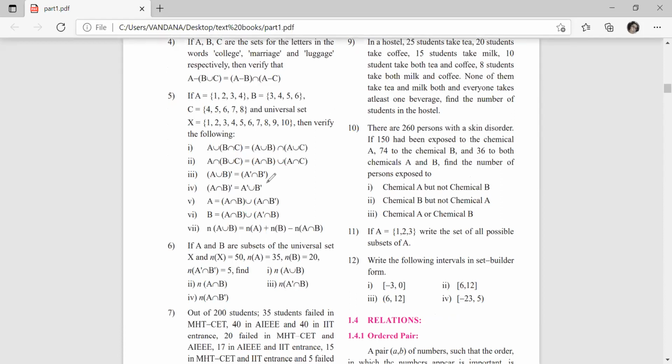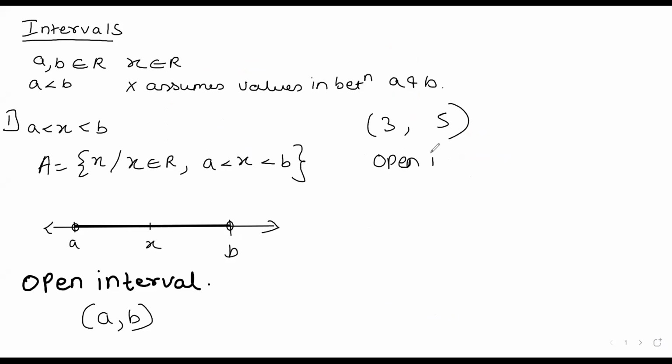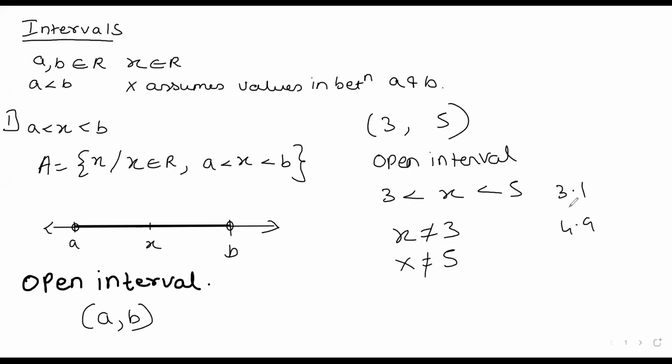So let us take another example. Suppose it is 3 and 5. This is an open interval. What does it mean? It means X is in between 3 and 5, but X is not equal to 3 and X is not equal to 5. So the value of X will range from 3.1 to 4.9 and all the values in between, but it will not be 3 and it will not be 5. This is an example of an open interval.